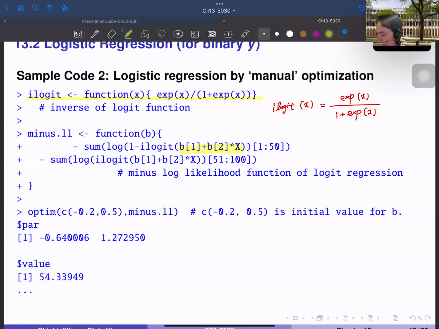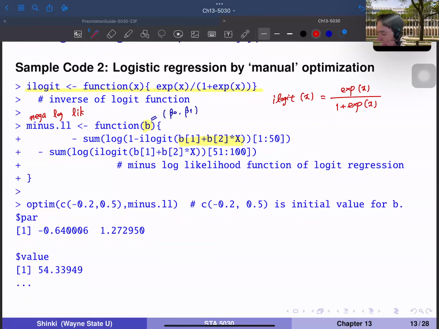So we want to develop a likelihood function of this parameter beta. Beta is a vector consisting of beta naught and beta 1, and we want to optimize beta naught and beta 1. And what's the likelihood function? Actually, the negative log likelihood function. This is minus.ll, the negative log likelihood function of beta, defined by this.